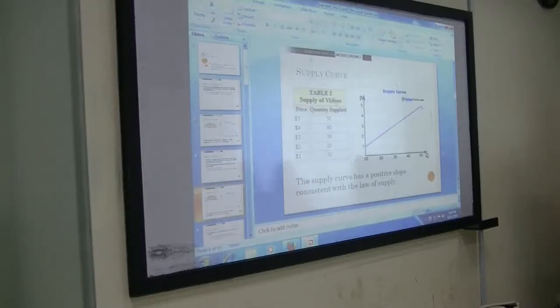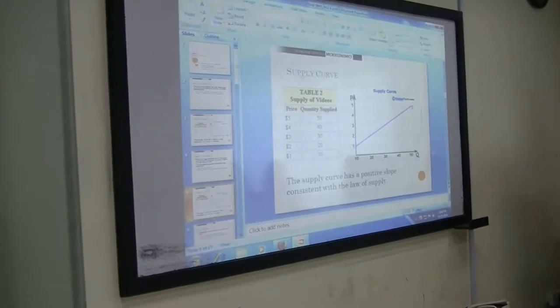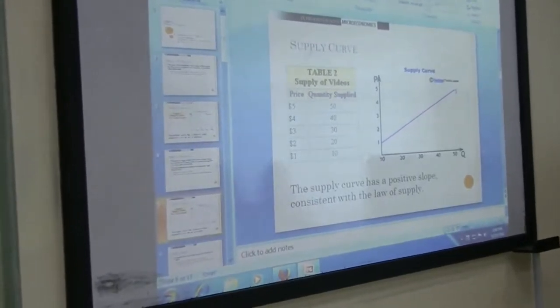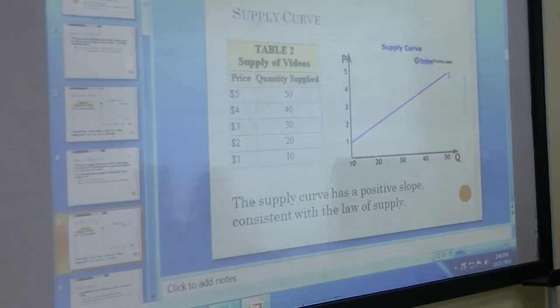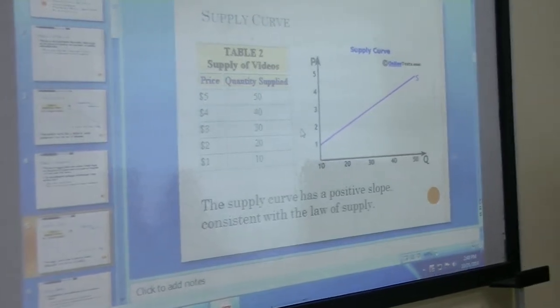And this curve indicates an upward rising supply curve. It indicates that as price rises, the quantity they are willing to supply rises. Now, why does the supply curve start from this price level?